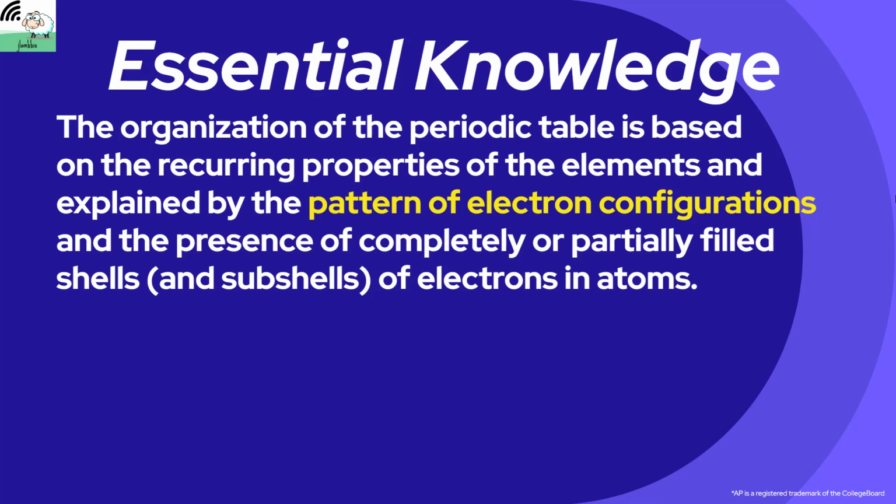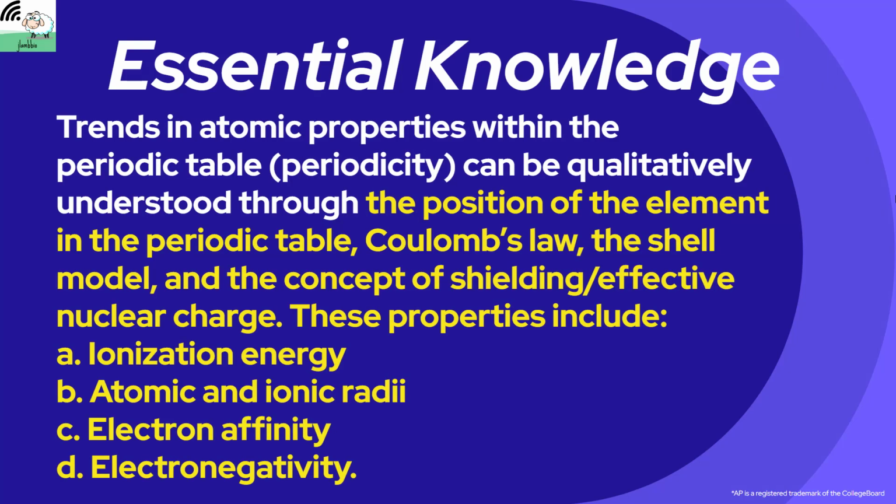So the essential knowledge for this particular unit is as follows. The organization of the periodic table is based on the recurring properties of elements and explained by patterns of electron configuration. So if we go back and look at the electron configuration video, it gives us a better understanding of how these atoms are built on a molecular level, and understanding that atomic structure helps us understand the organization of the periodic table and the resulting trends of those as well.